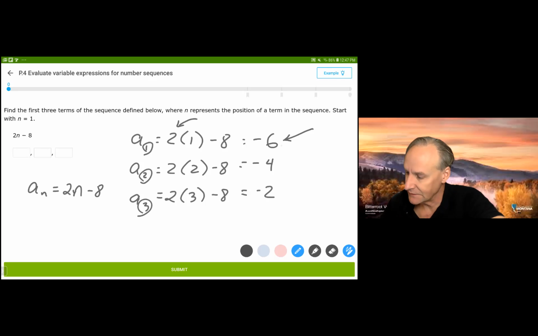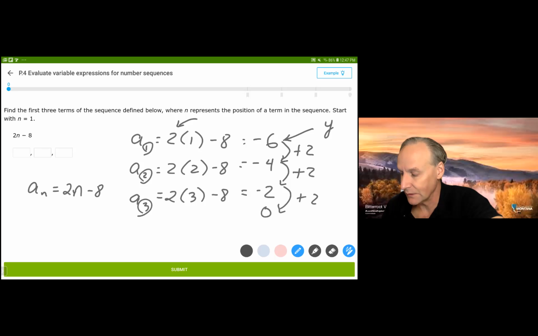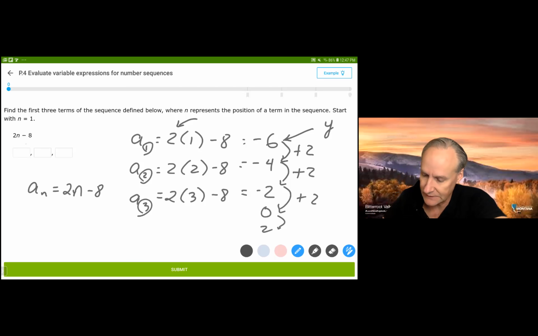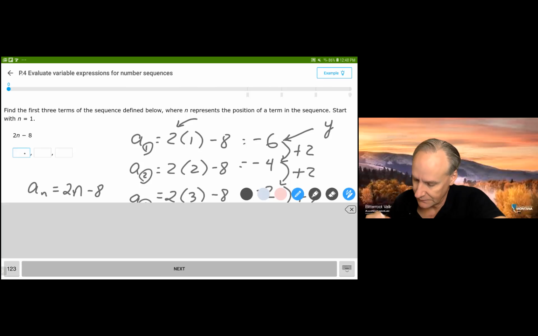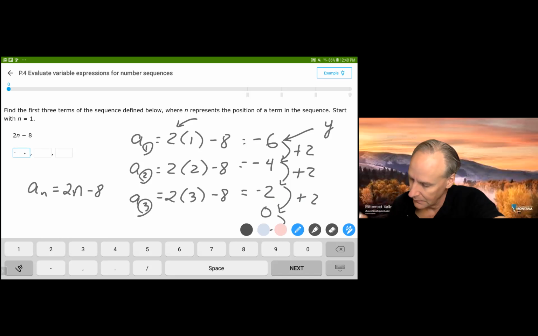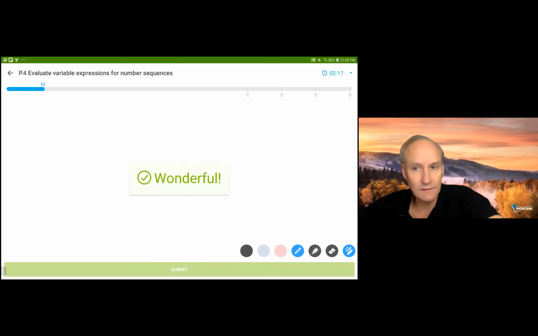Now to get to the next term, which are these y values, or sort of like y values, we could have just added the 2, couldn't we? Do you see that it's going up 2 every time? So our next term would be 0 and our next term would be 2. And it's a lot quicker than evaluating all of these. So anyway, that's what you could do. We've got negative 6, go up 2 to negative 4, and we go up 2 more to negative 2. Okay, so let's take a look at the next one.